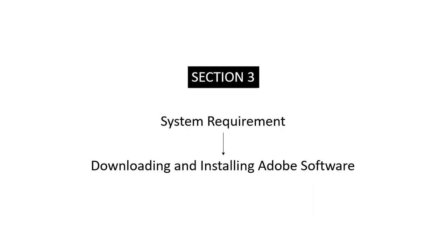Then under section 3, I explained the system requirements in order to install the Adobe softwares, and I provided some links where you can download the free editions of those softwares, and I explained how to install these softwares. Therefore, you must download and install those softwares and be ready with them to move forward with the remaining sections.